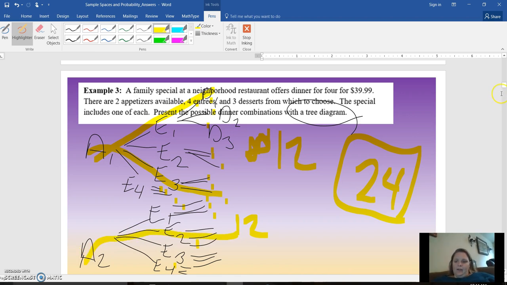Okay, so that's a tree diagram. Later, in another part, we'll learn that really you just have to take these numbers and multiply. So 2 times 4 times 3 is still 24.